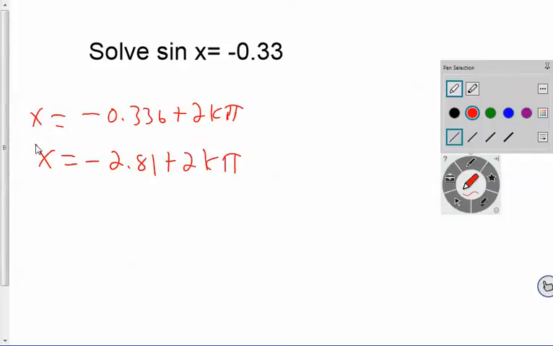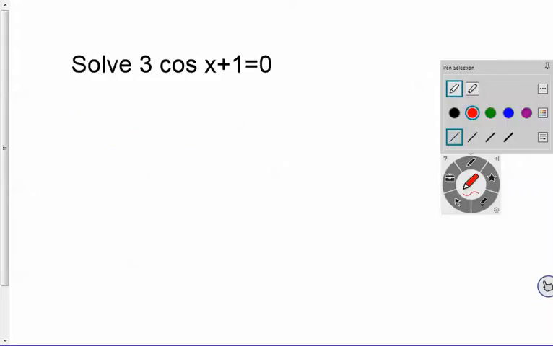Does that make sense? Seems pretty simple. Let's check out some more stuff. If we want to solve 3 cosine x plus 1, yes, you can totally 100% use the graphing calculator to do it, but I don't want to do that.